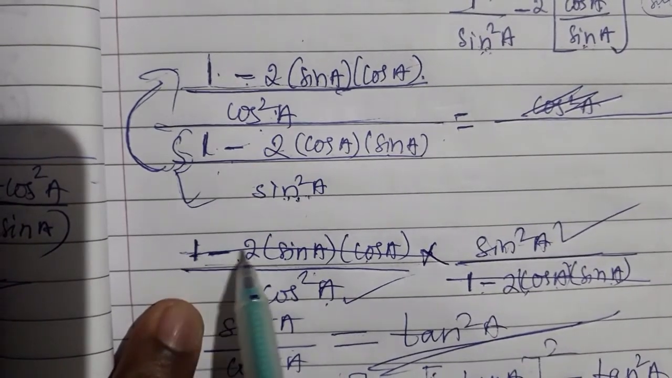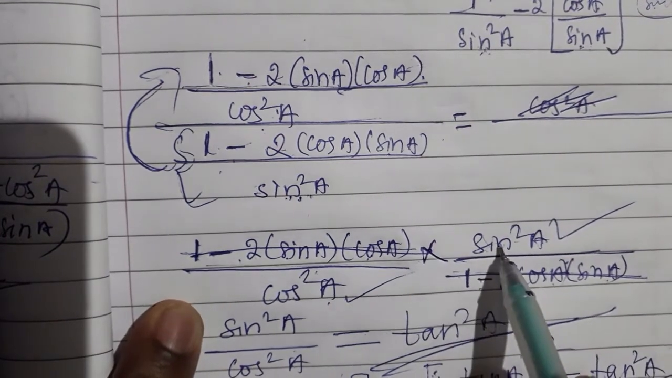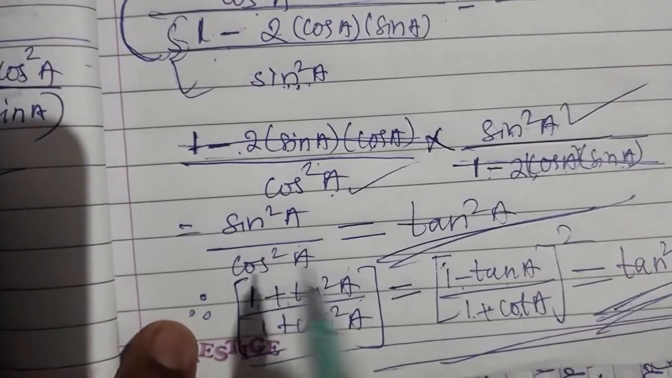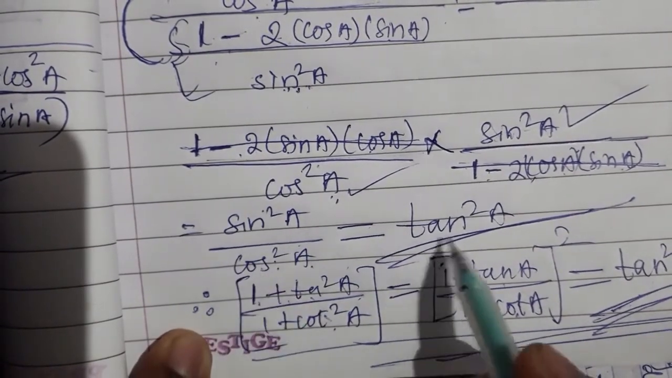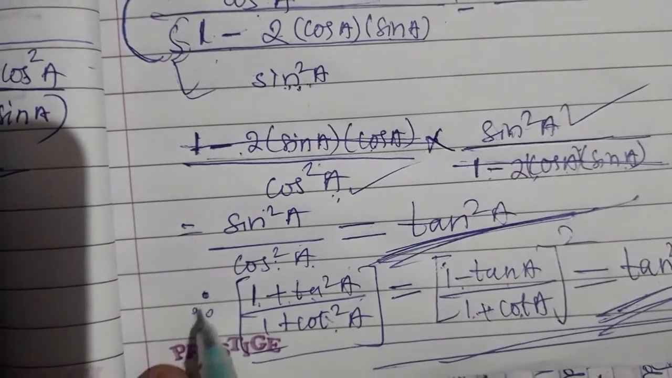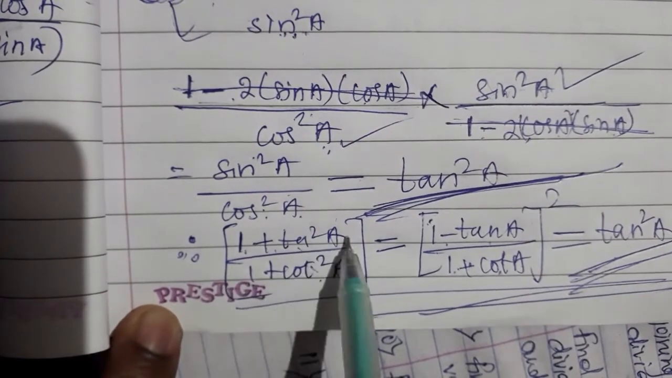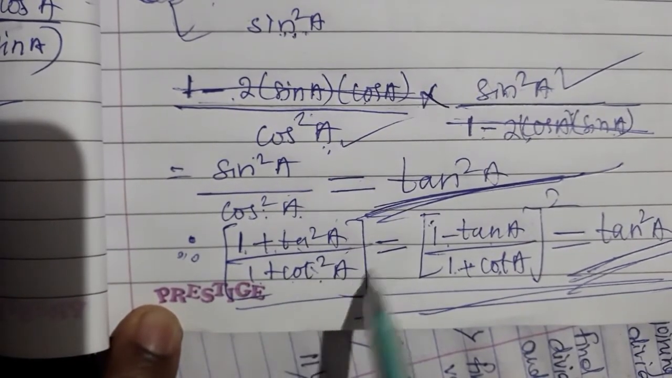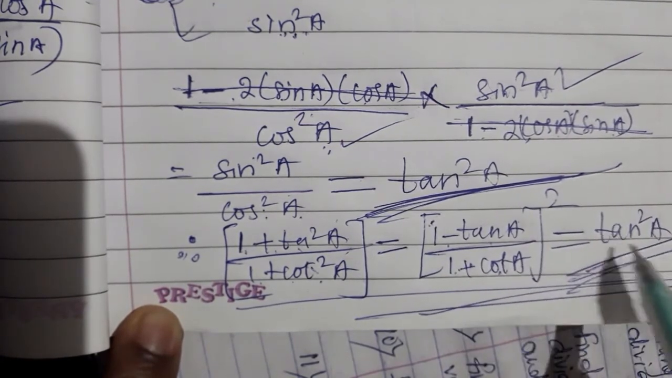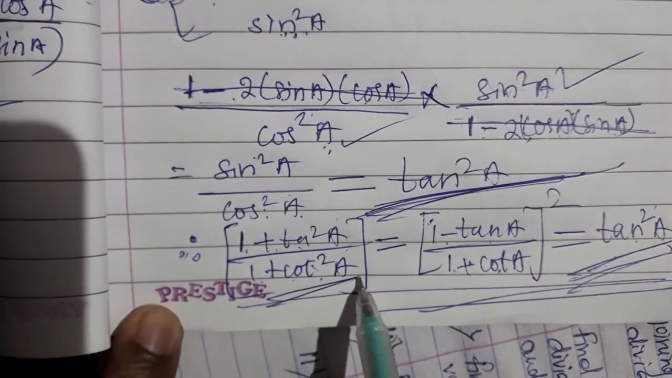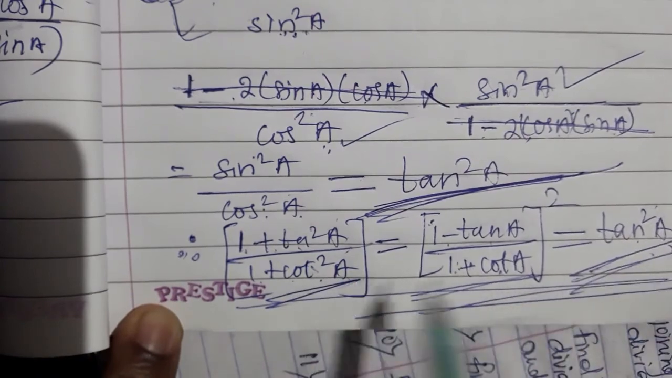Now you see the numerator, 1 minus 2 sin A cos A. 1 minus 2 sin A cos A will cancel. Now what is remaining this side? Sin²A. What is remaining in the denominator? Cos²A. We know that sin²A by cos²A is nothing but tan²A. Therefore what can I write? I can definitely write this: (1 + tan²A)/(1 + cot²A) = ((1 − tan A)/(1 − cot A))² = tan²A. When I solve the first part, I got tan²A. When I solve the second part, I got tan²A. That means all the three are equal to one another.